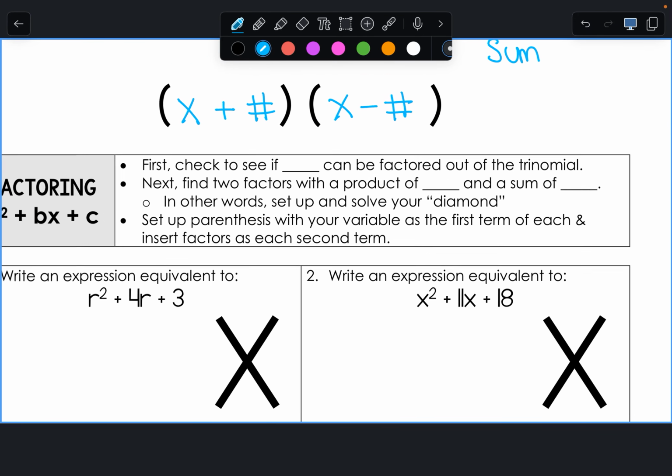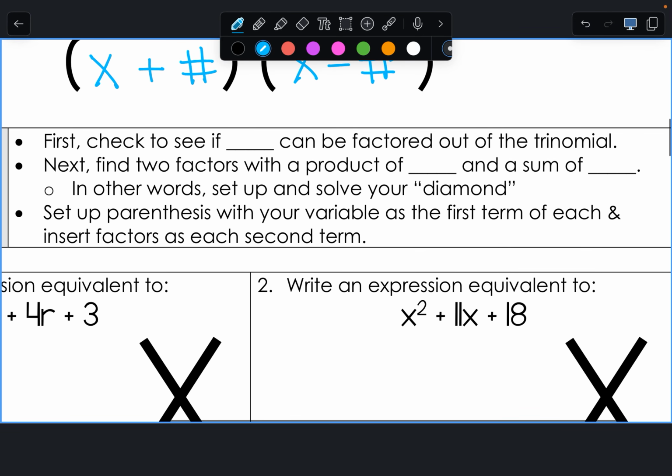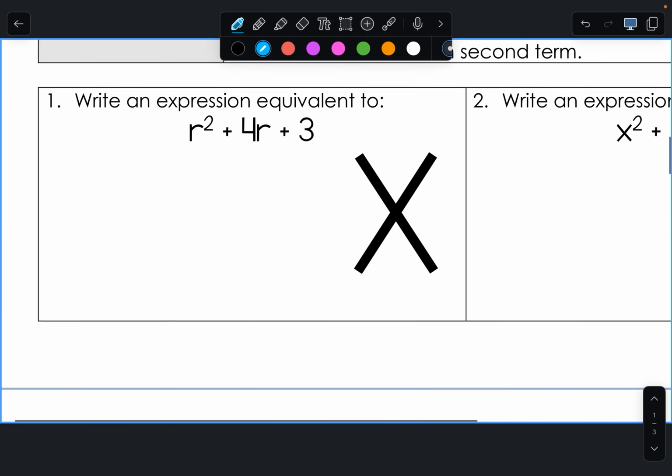When you're factoring, you always want to first check to see if there's any greatest common factor. I'm just going to tell you there isn't any greatest common factor with the problems today, okay? Next, you find the two factors that give you a product of c, meaning they multiply to get the top number and add to get the bottom, b. In other words, set up and solve your diamond. Set up your parentheses with your variable as the first term of each and insert the factors as the second term, okay? So let's do this.